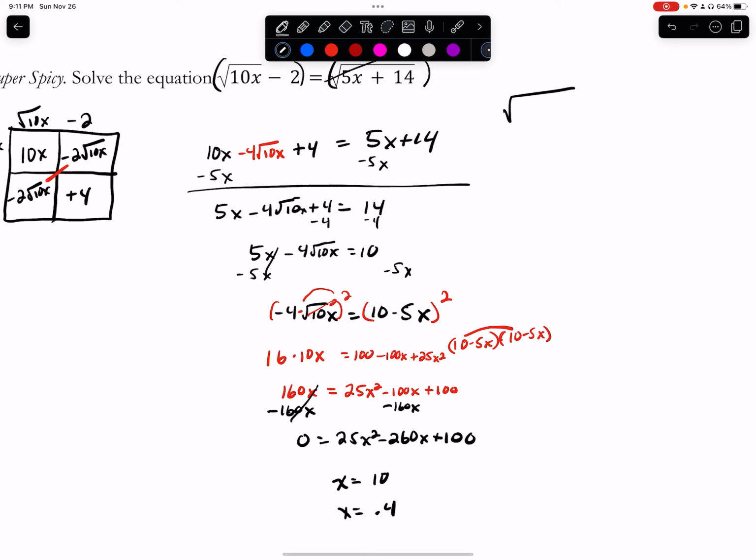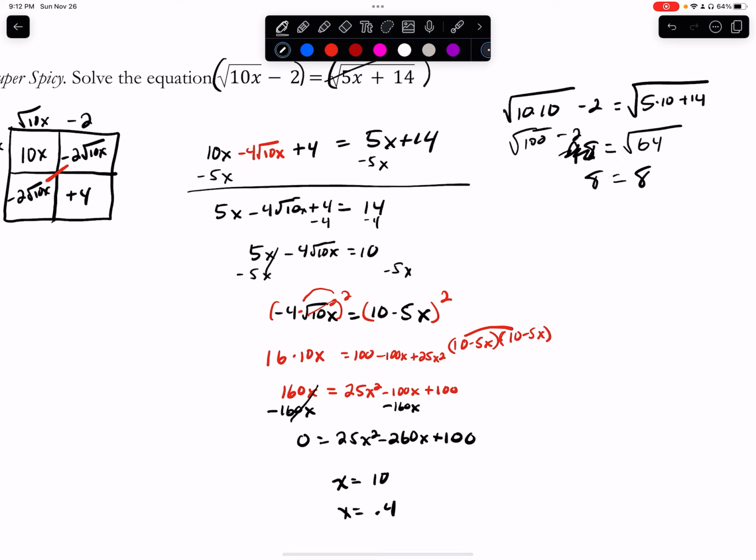All right, so the square root of 10 times 10 minus 2 is the same as the square root of 5 times 10 plus 14. All right, so 10 times 10 is 100. 100 minus 2 is 98. 5 times 10 is 50, plus 14, the square root of 64. Sorry, that's not 98. The square root of 64 is 8, and this is the square root of 100, which is 10, minus 2 is 8. So yes, I knew that one worked. All right, so that one definitely works. 8 equals 8. It makes sense.